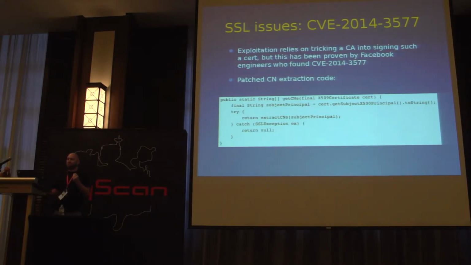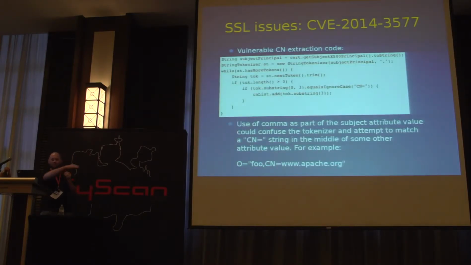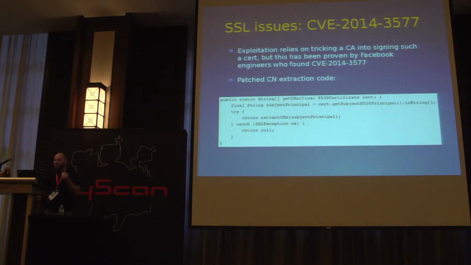Some engineers from Facebook who found one of the instances of this issue proved categorically that you could get many, many CAs to easily sign these requests. The really funny part is, if you go back, they've done all this sort of manual string tokenizing and parsing stuff. The patch was to use the inbuilt function that comes with the Java libraries for handling X509 certificates.